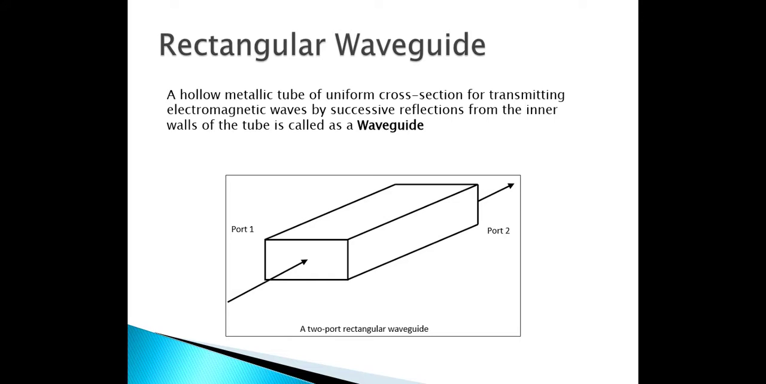a hollow metallic tube of uniform cross section for transmitting electromagnetic waves by successive reflections from inner walls of the tube is called the waveguide. The rectangular waveguide is basically characterized by its dimension, that is length and breadth.